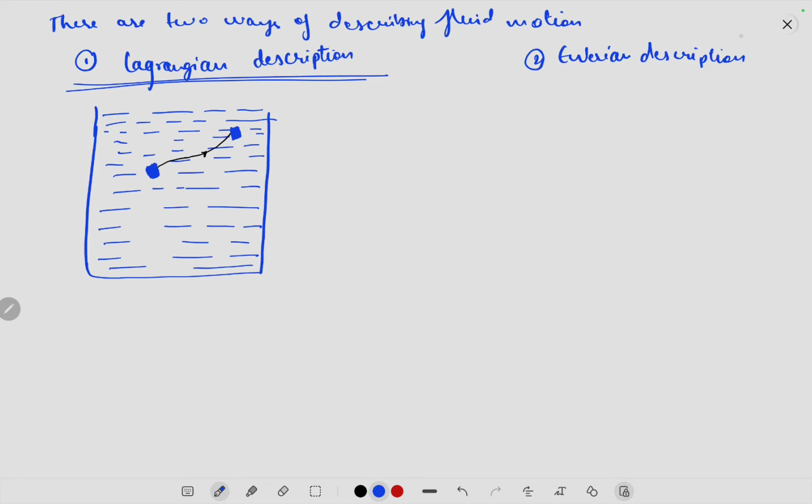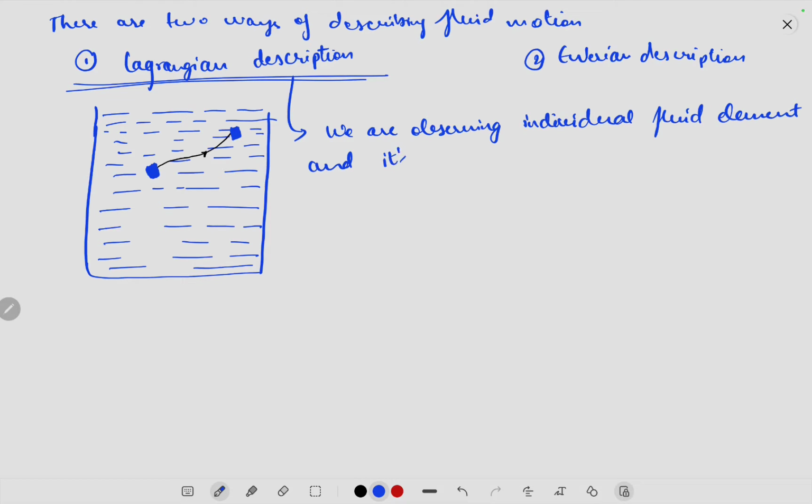Okay, so let me just quickly write it. So in Lagrangian description, we are observing individual fluid element and its motion. Okay, so this is what a Lagrangian description is.